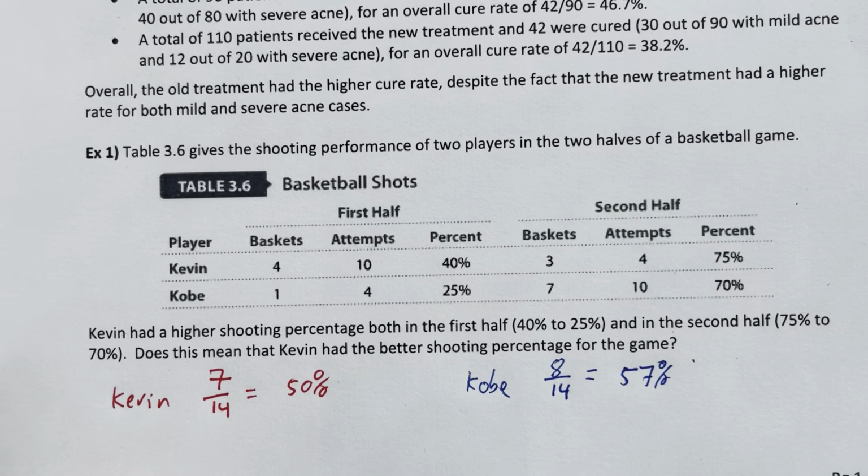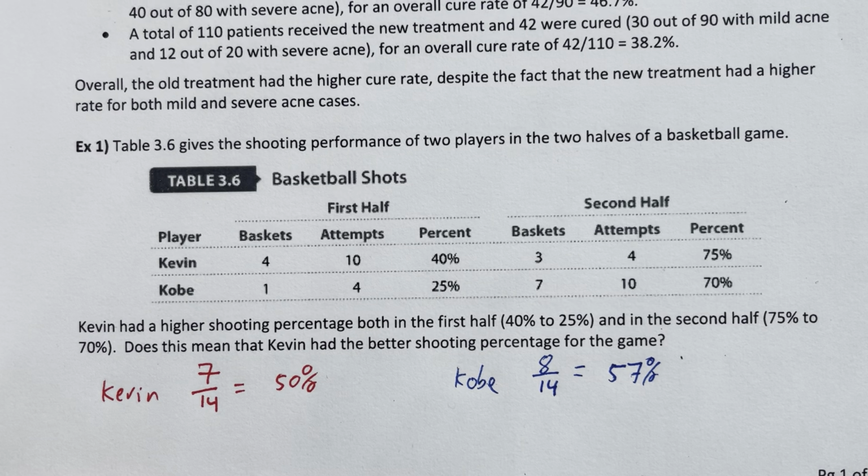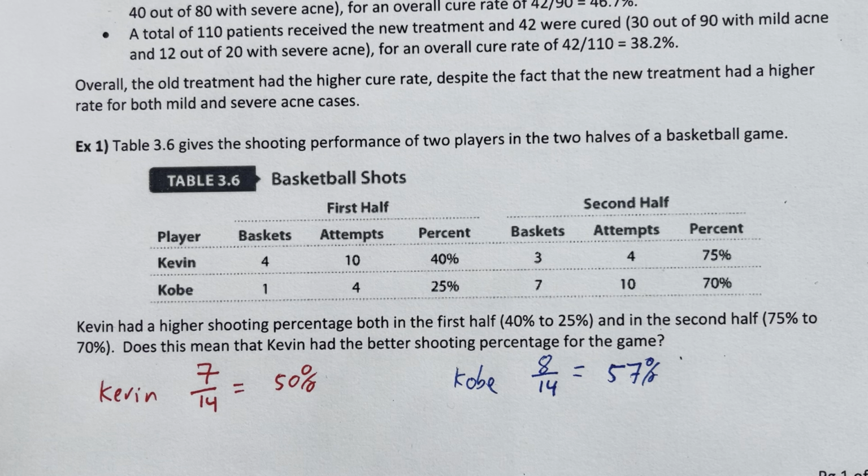This one's a little bit easier to see, but it's the same concept. In the first half, Kevin shot 4 out of 10 in the basketball game for 40%. Kobe shot 1 out of 4 for 25%. So Kevin had a higher percentage than Kobe. In the second half, Kevin was 3 out of 4 for 75%, while Kobe was 4 out of 10 for 70%. So Kevin shot higher in both the first half and the second half.